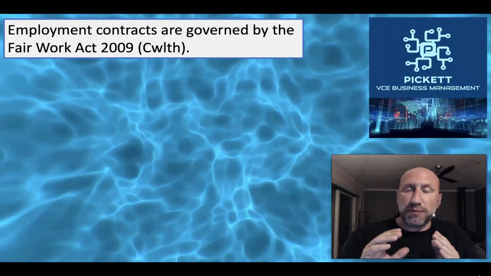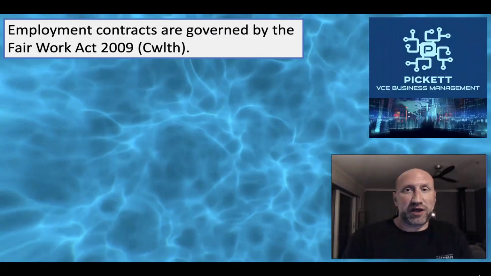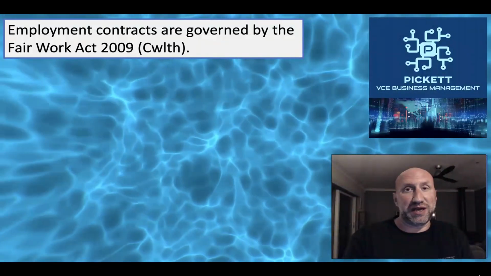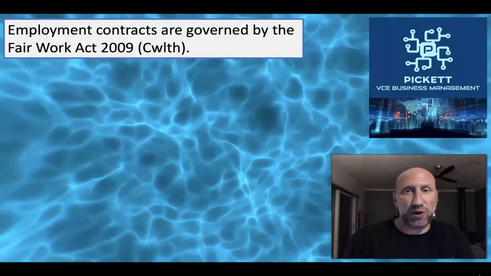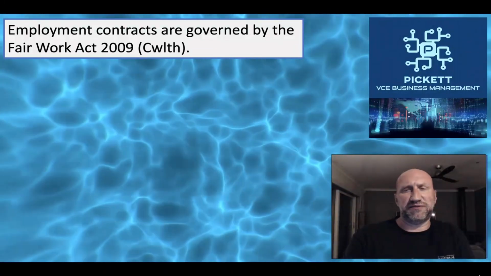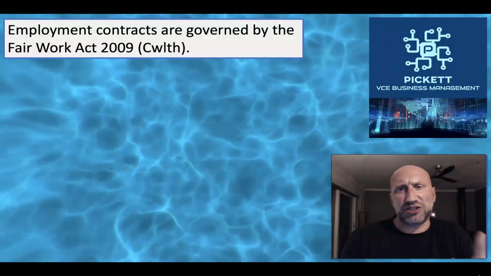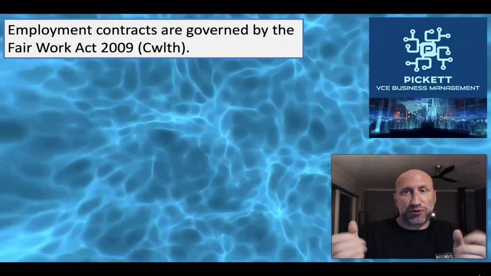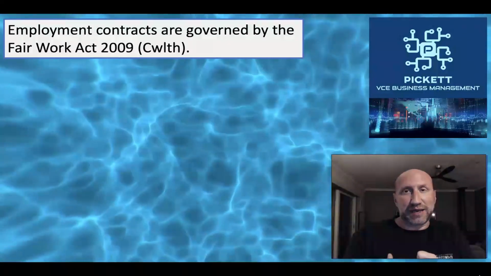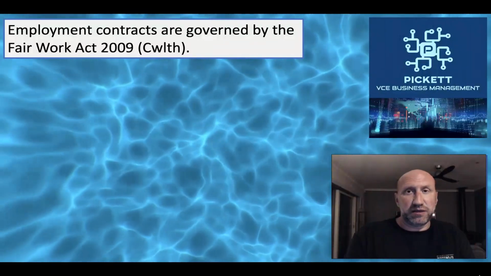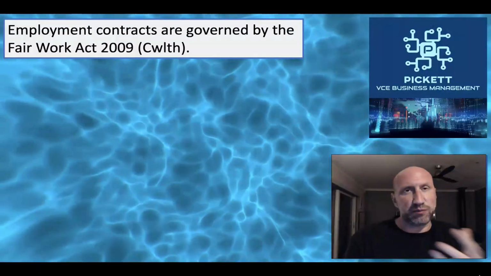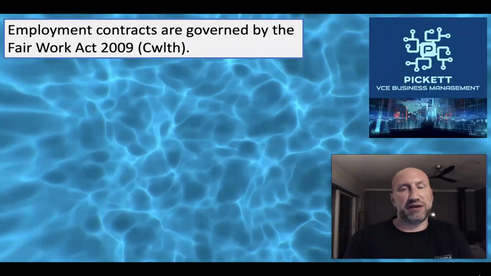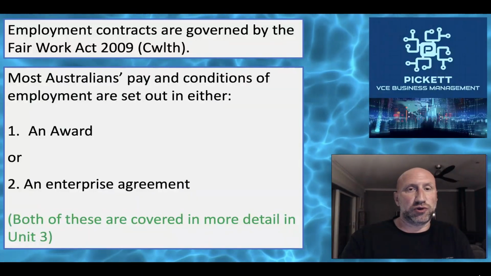Now, employment contracts are governed by a piece of Commonwealth or federal legislation, the Fair Work Act 2009 (Commonwealth). For those that do not do legal studies, if you see an act of legislation with Commonwealth in brackets at the back, that tells you it's a federal law. And if it has Vic at the back, that will tell you it's a Victorian law. In the same way, if it had NSW, that would be a law that applies within the state of New South Wales. But this one is a federal law.